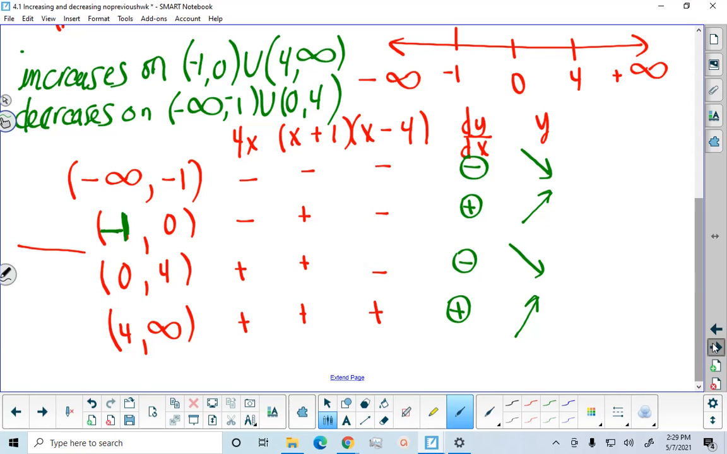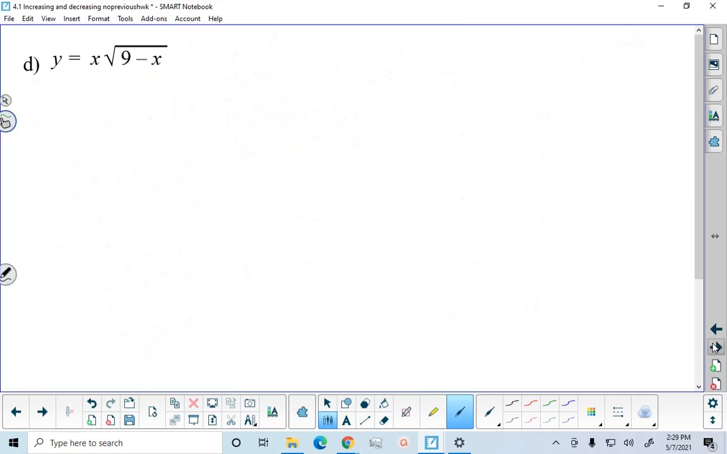One more example we're going to look at. y is equal to x times the square root of 9 minus x. And this is important because in questions A, B, and C, the domain was x is any real number. So when we found those critical values of x, we talked about a number line that went from negative infinity to infinity.